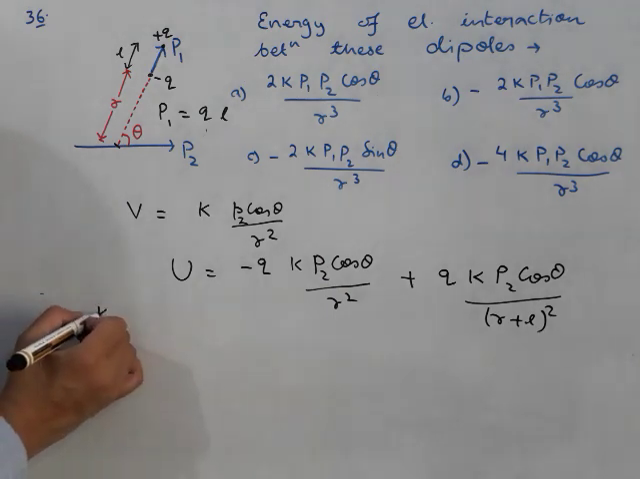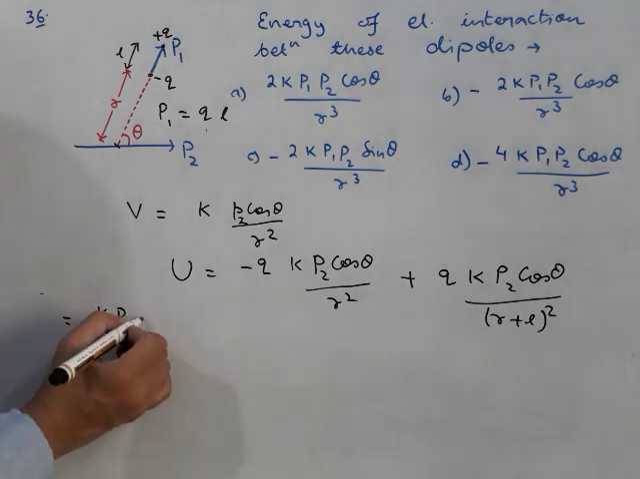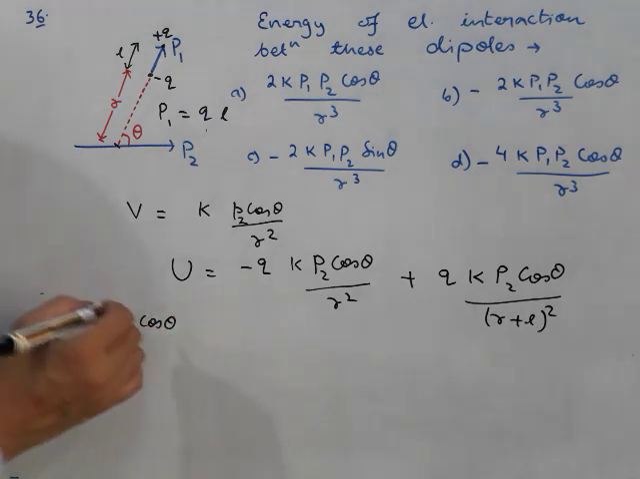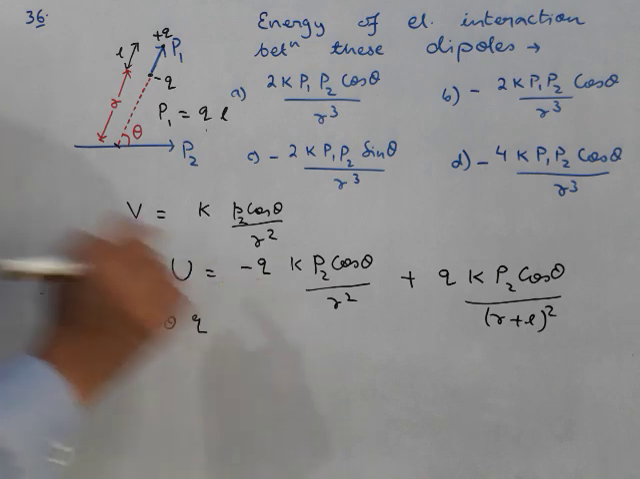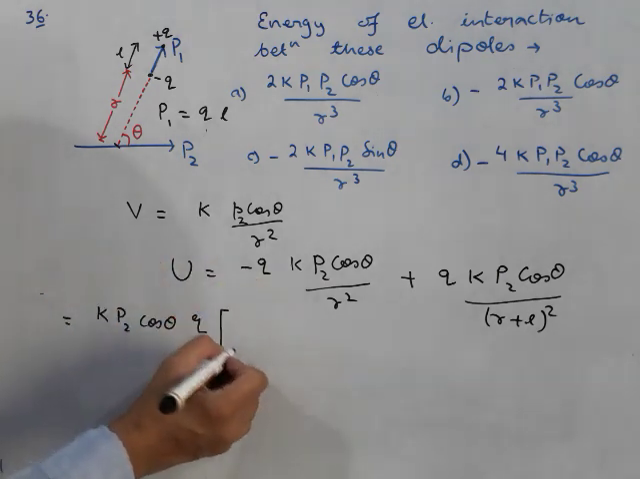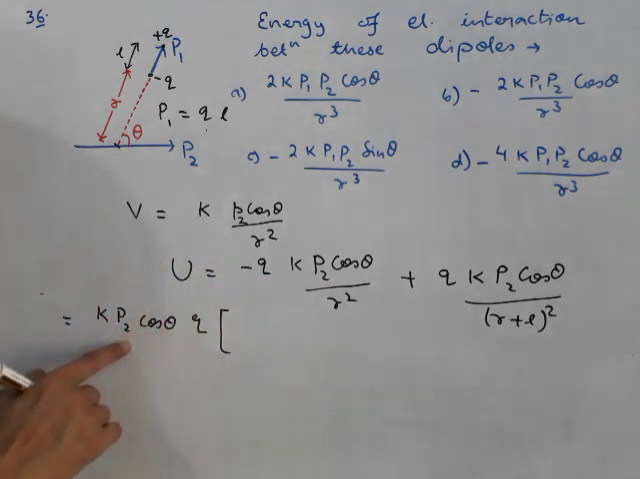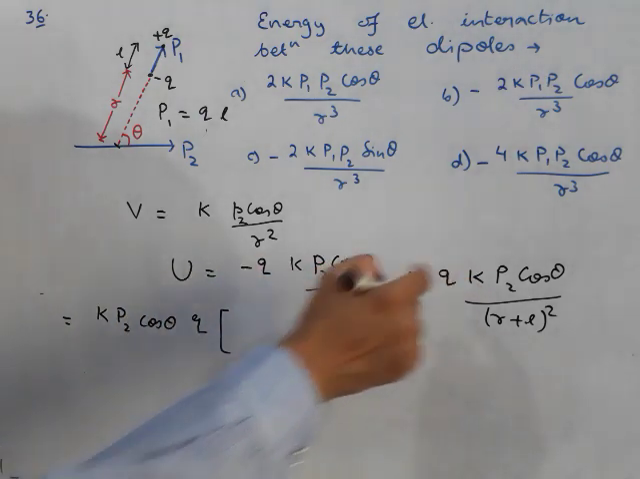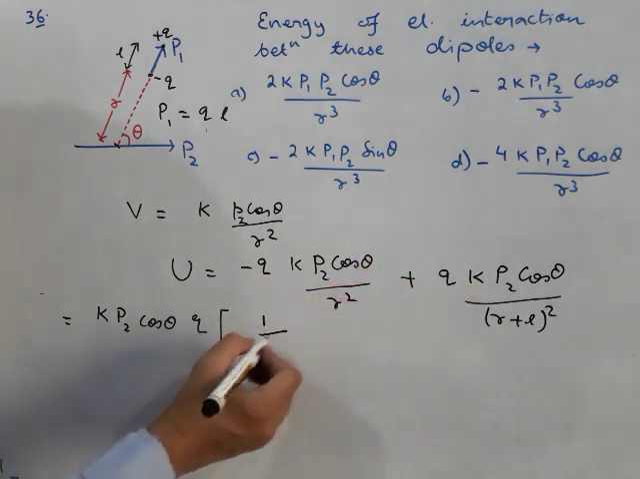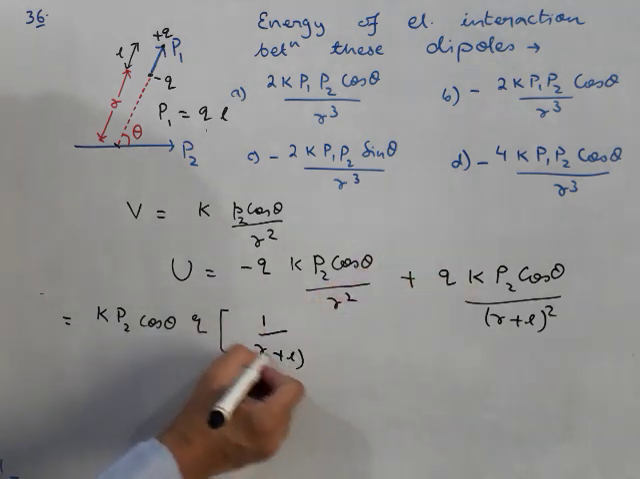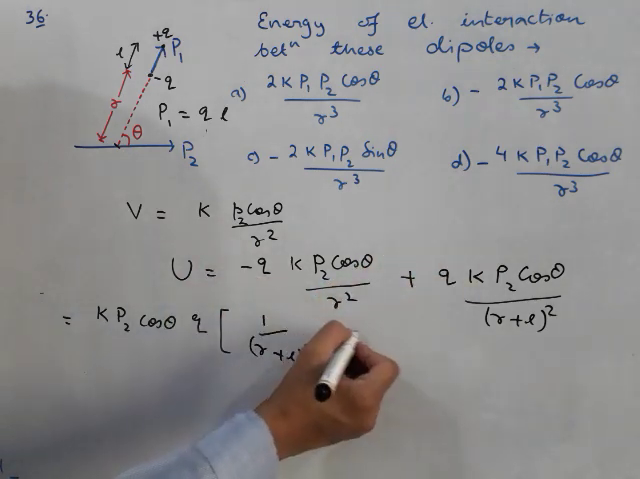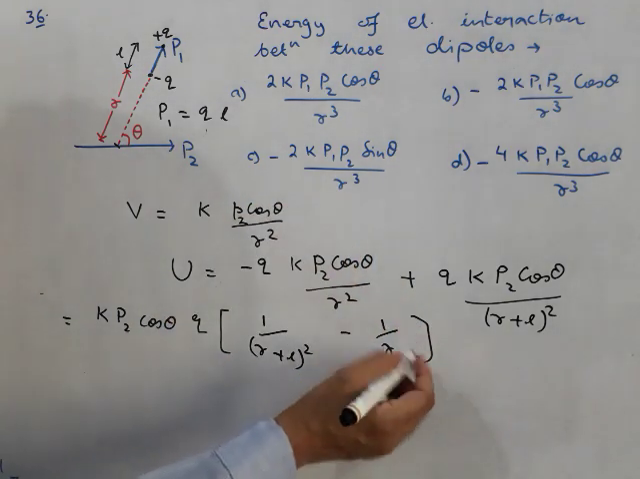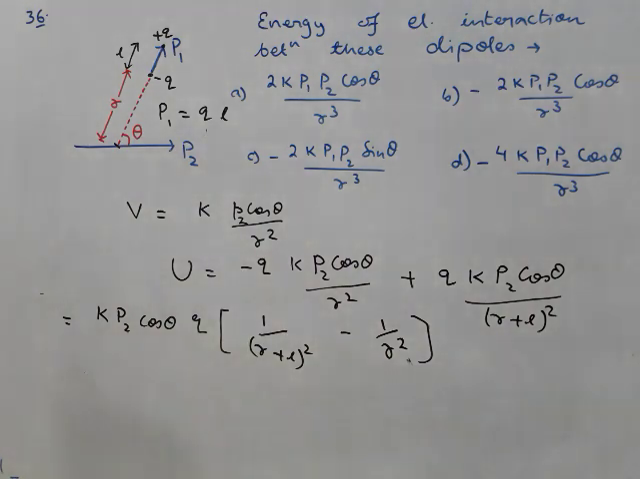So K P2 cos theta. These things we can take common, and Q also we can take common. So what will be left? We have taken K Q P2 cos theta as common. So what will be left? Here we will be left with 1 by (R plus L) whole square, and this negative term will be minus 1 by R square. Now how do we simplify it?